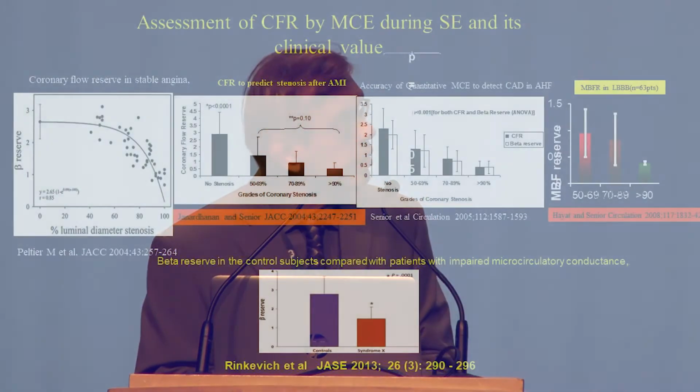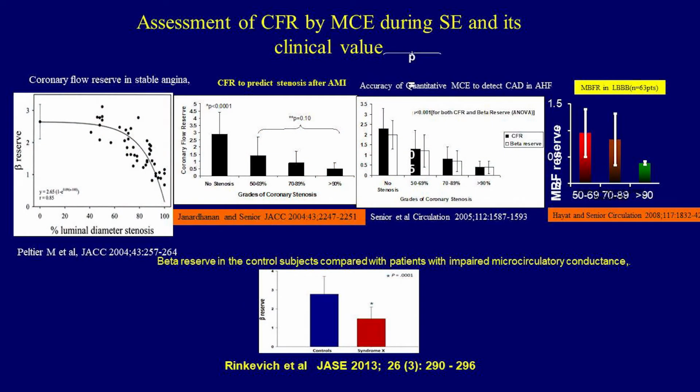Now, does it really work in patients? So these are various examples that are shown in patients. For example, this is in stable angina patients. And what you see here very uniquely is, this is looking at luminal stenosis here, and that is looking at myocardial blood flow reserve. And you can see as the stenosis exceeds 50%, the blood flow reserve begins to go down from about 2.5 to below 2, and the greater the stenosis, the lesser the myocardial blood flow reserve is.